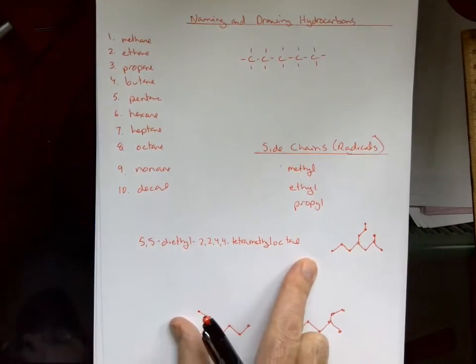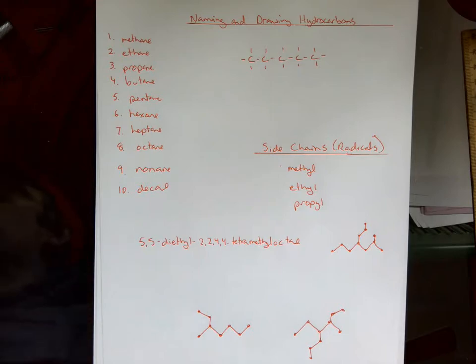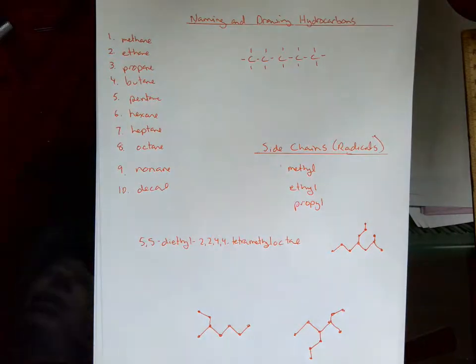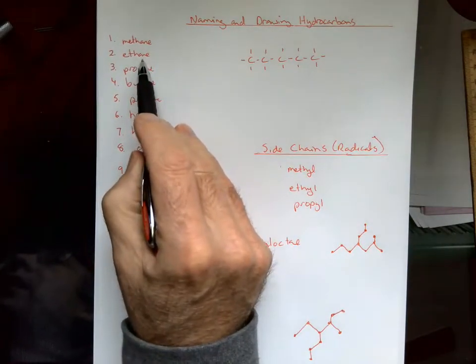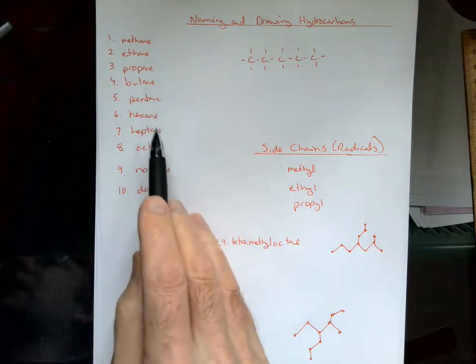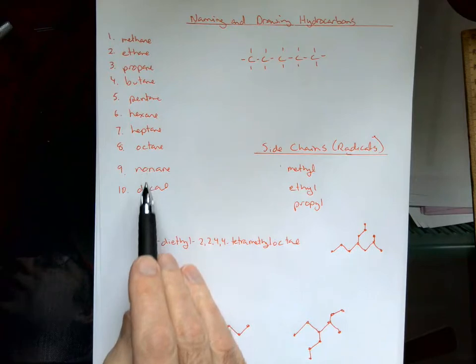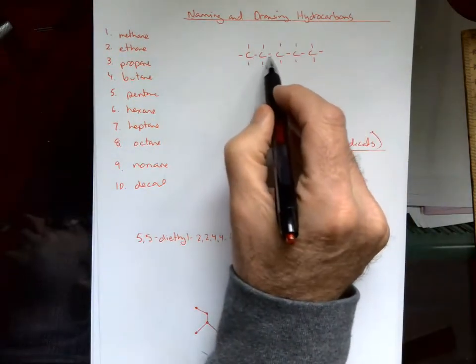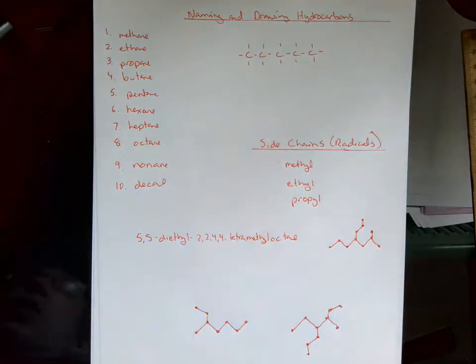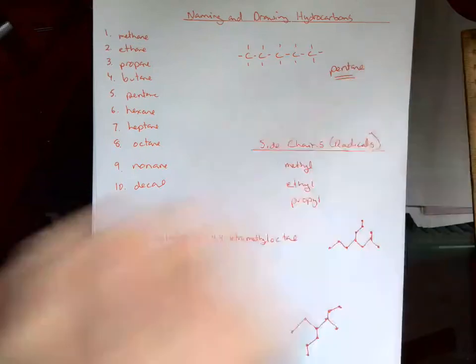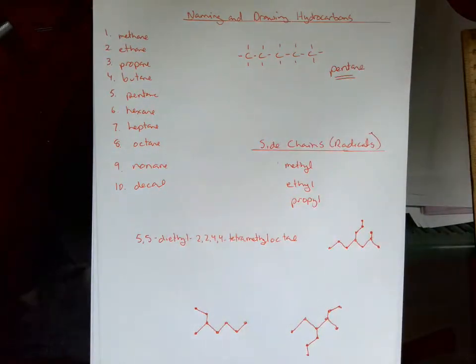There's going to be a couple of grade 11 review videos that are made here. The first thing you need are your carbon chain lengths. Methane is 1, ethane is 2, propane 3, butane 4, pentane 5, hexane 6, heptane 7, octane 8, nonane 9, and decane 10. So if we had 1, 2, 3, 4, 5 carbons, that would be pentane. The first thing that you do when you are naming or drawing is look for your longest carbon chain length.